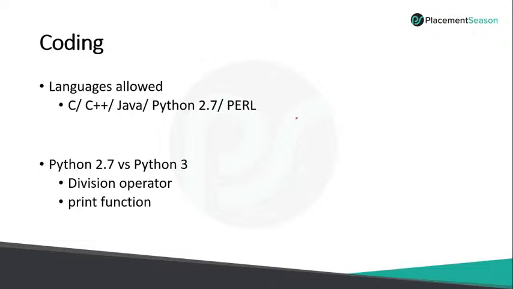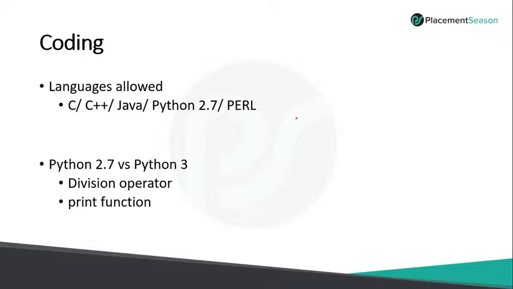As per the TCS information, you can use C, C++, Java, Python and Perl. One piece of information regarding the Python compiler is they have mentioned that this year they are going to give only the Python 2.7 version, not the 3.x version. Last year they provided a 3.x version, but this year they are going to provide only 2.7.